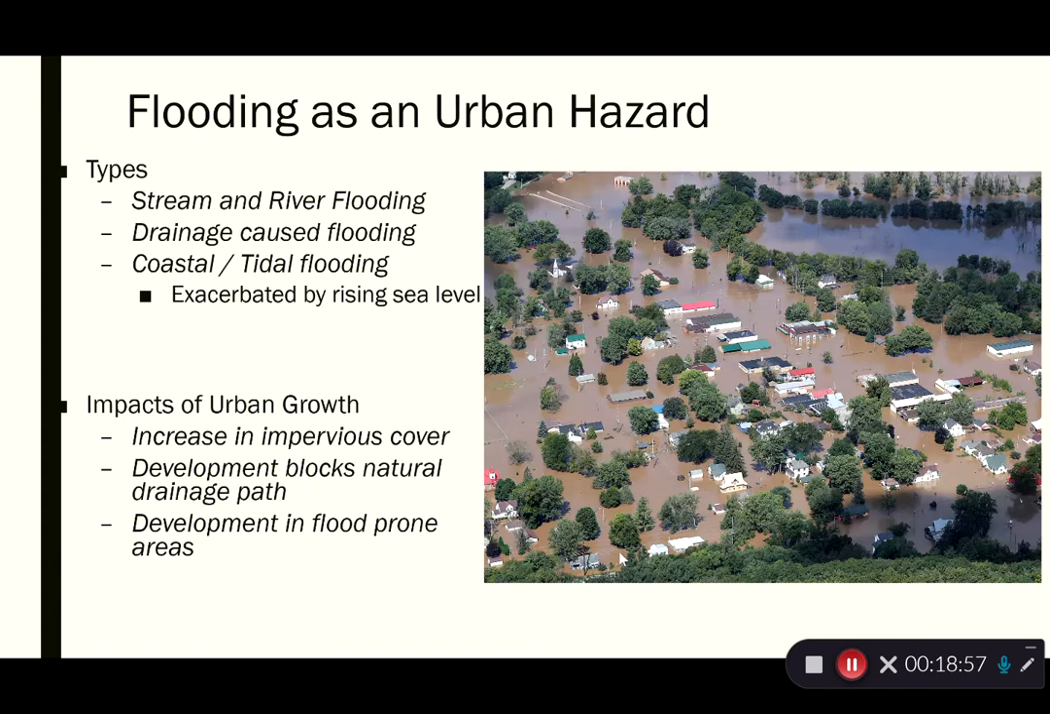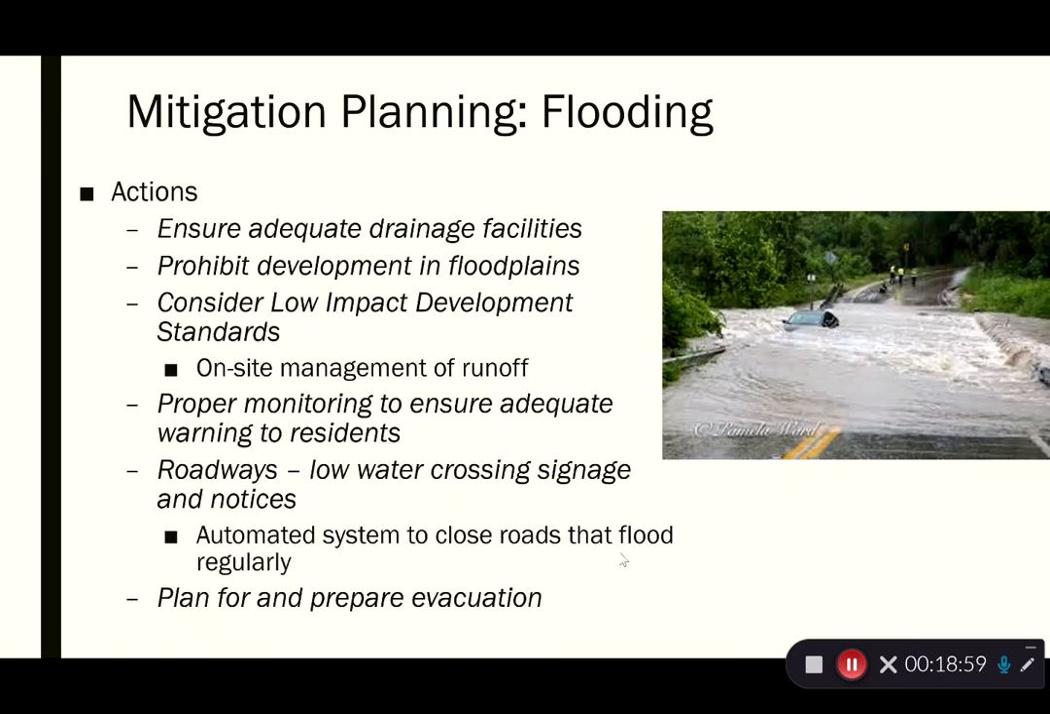Oops, sorry, wrong way. So what do you do about this? One, you ensure adequate drainage facilities. You make sure that new development is not going to contribute to increased stormwater flooding, that it's going to manage any new stormwater that it creates on site and allows that water to percolate into the soil or be released more slowly into adjoining waterways through stormwater facilities, low impact development standards, all of those things.